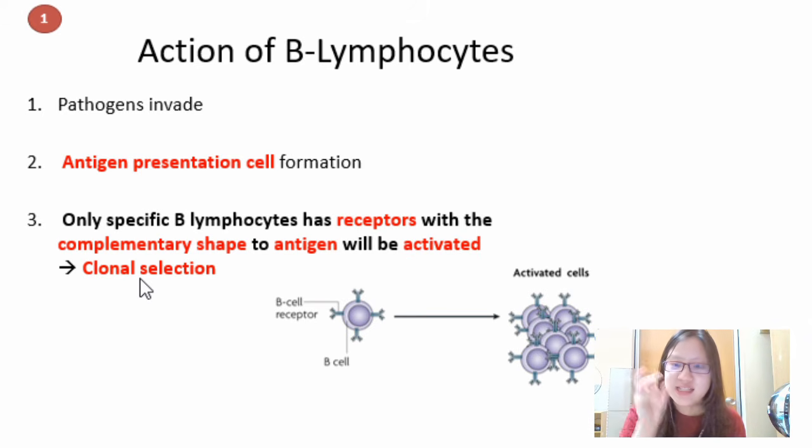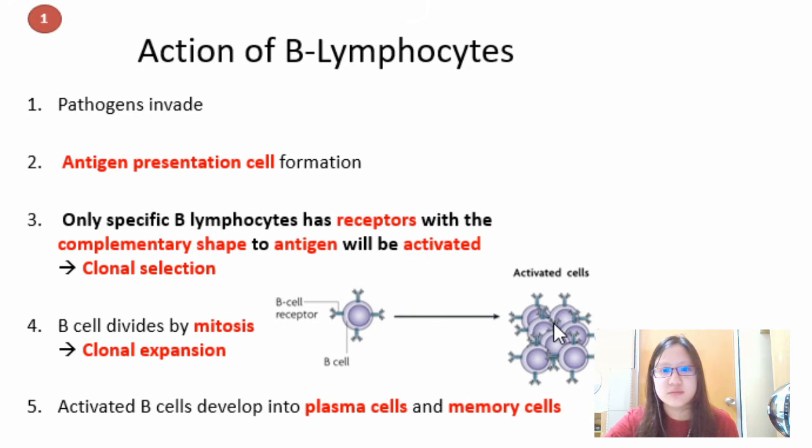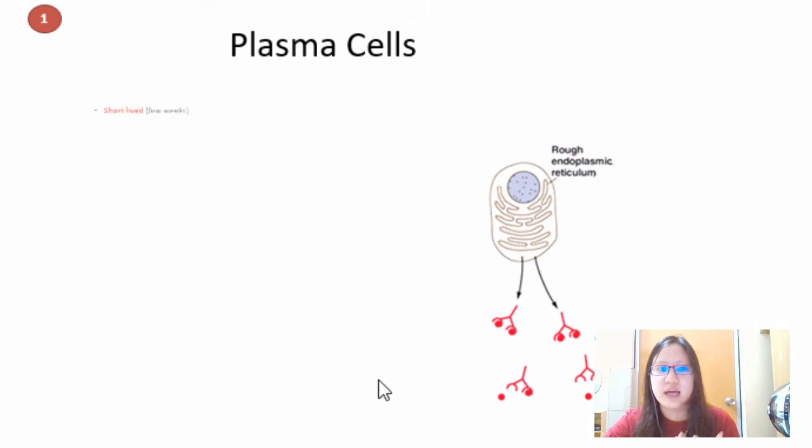So this is selected. So that's why it's called clonal selection. This activated B cell then divides by mitosis, and this is called clonal expansion. So you will result with many of the same type of B cells. So one B cell that is activated becomes many activated B cells. Now, activated B cells then can develop or differentiate into plasma cells and memory cells.